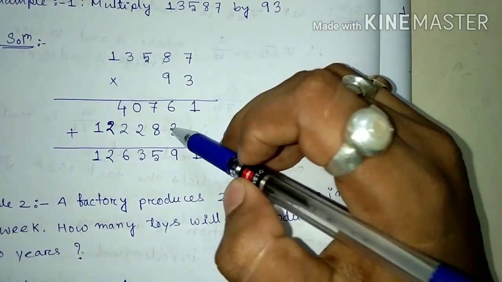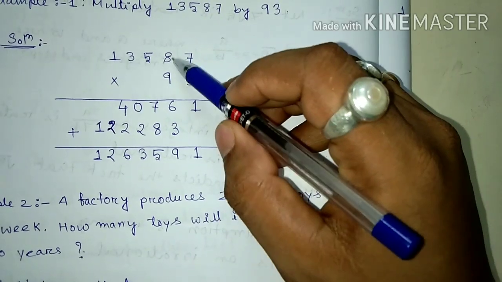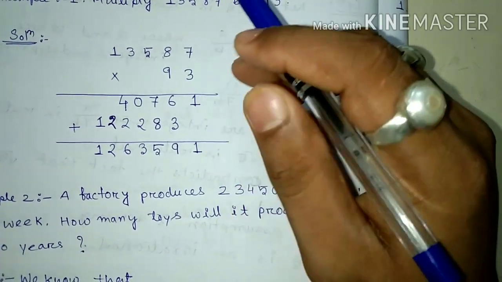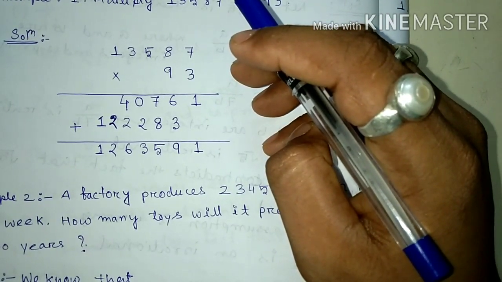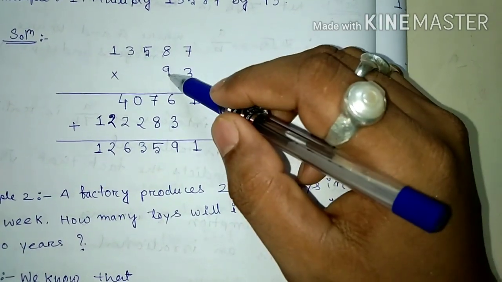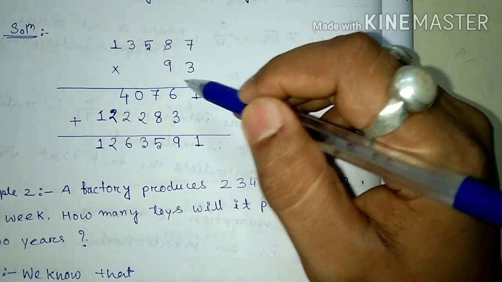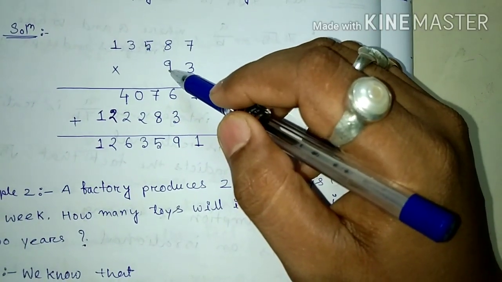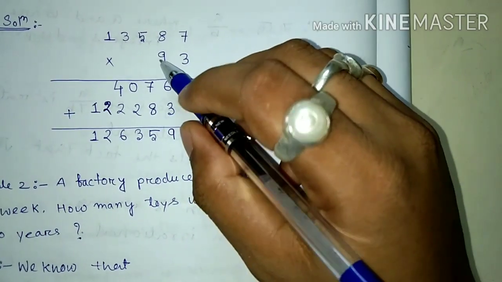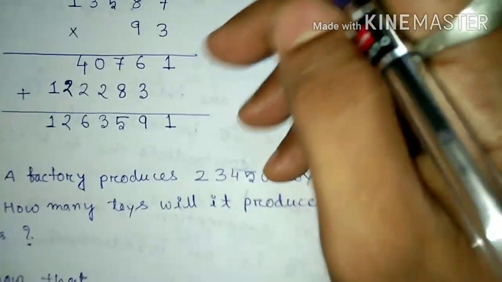Similarly, 9 7s are 63, here 3 and 6 in hand. 9 8s are 72, 72 plus 6 is 78, 8 and 7 in hand. 9 5s are 45, 45 plus 7 is 52, 2 and 5 in hand. 9 3s are 27 plus 5 is 32, 2 and 3 in hand. 9 1 is 9, 9 plus 3 is 12.